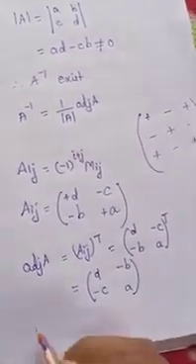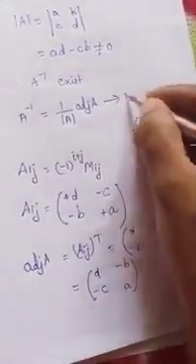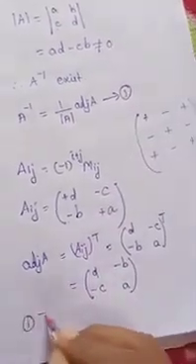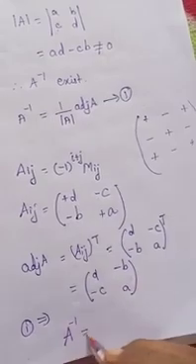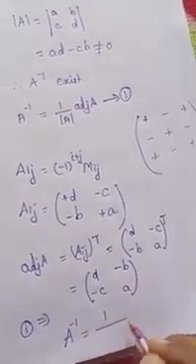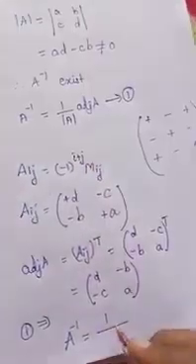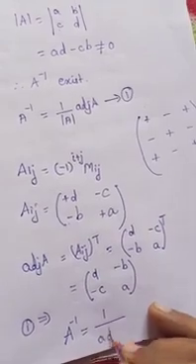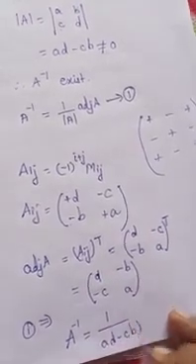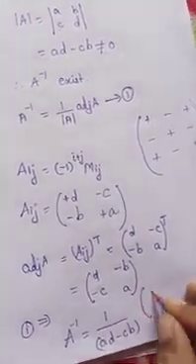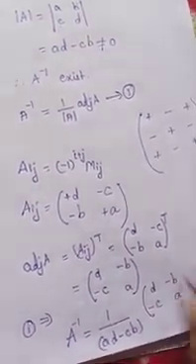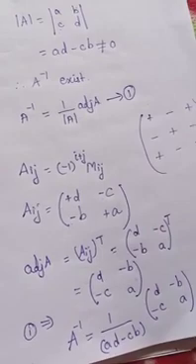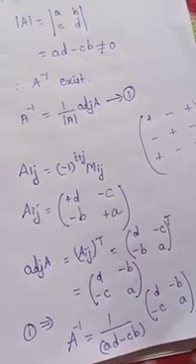It's very simple, right? Now you can put this as equation number 1. So equation 1 implies A inverse is equal to 1 by determinant A. What's determinant A? We have got it: AD minus CB, into adj A, that is D, minus B, minus C. Have you all understood this?